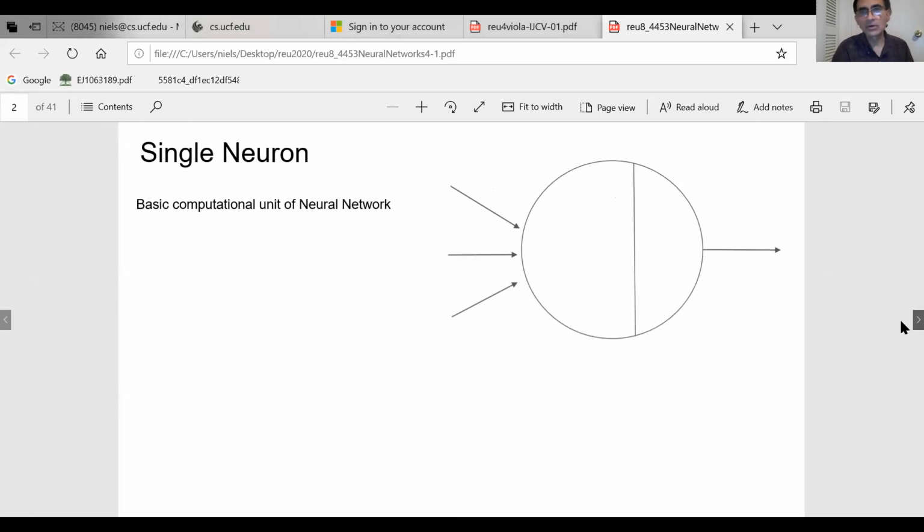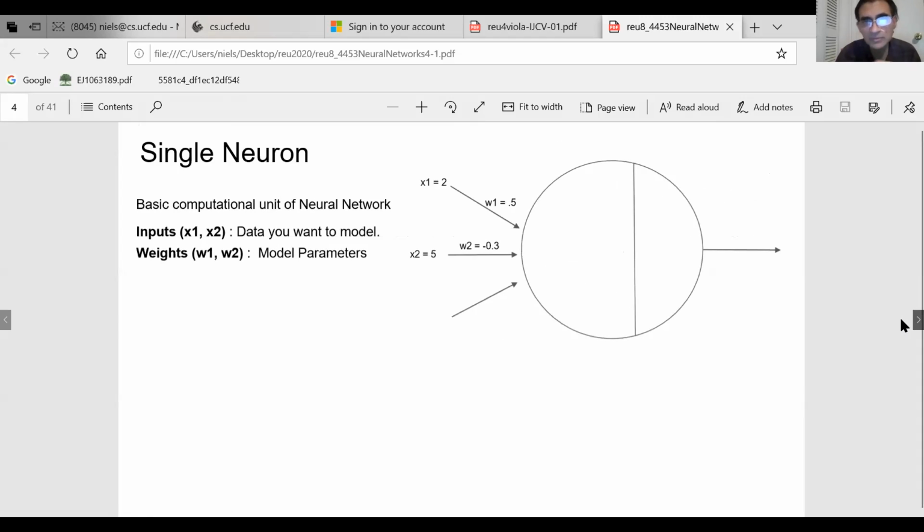Okay, so a single neuron. The basic idea is something you'll probably see in somebody else's lecture as well, because different people will bring up neurons at some point. You have a single neuron that looks like this, with some inputs. The inputs here are the values 2 and 5.